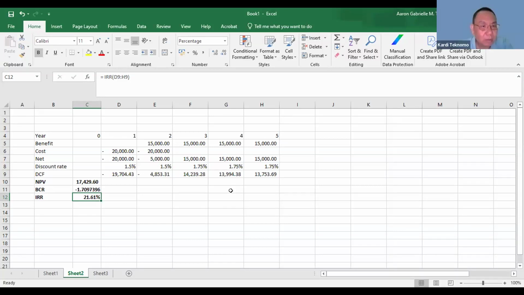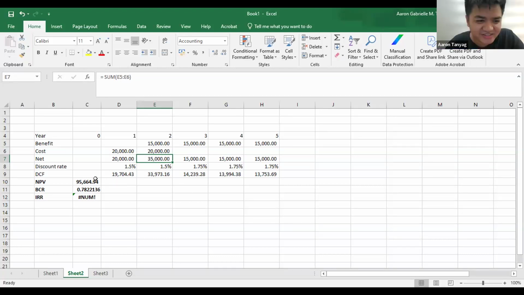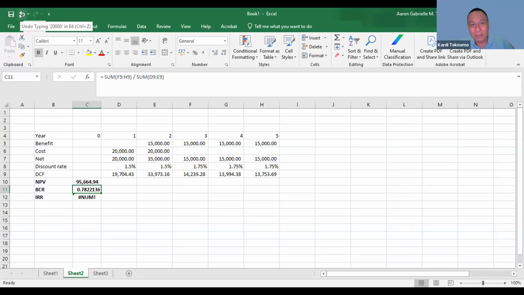So for the benefit cost ratio, the cost you put as positive so that you can get the ratio. See now the problem happened, simply because you did not separate the cost and the benefit. Okay, got it, sir. That's okay. If you put it separate, then you can put this as minus rather than positive.